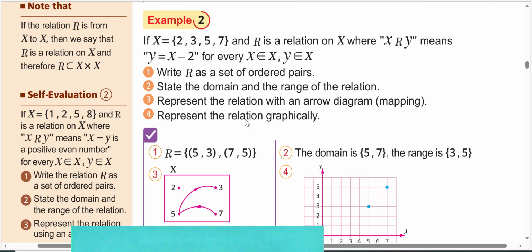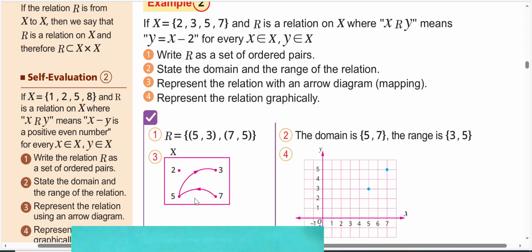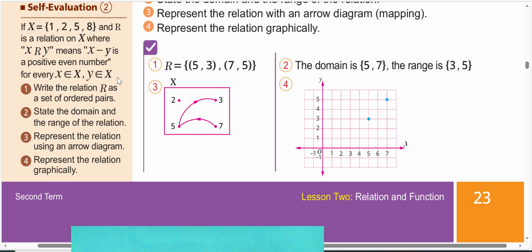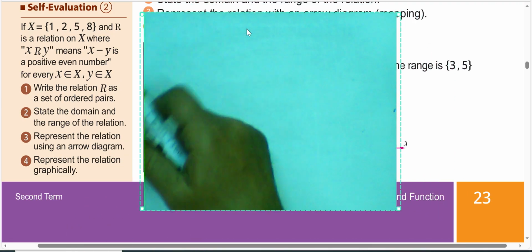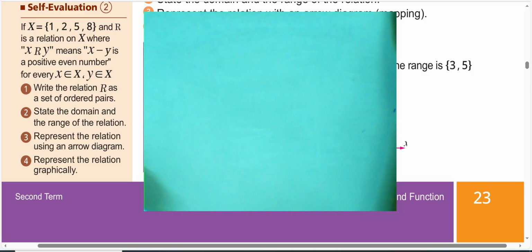Self-evaluation number 2. Look at this example number 2. Give me the relation by x and y, where x and y belong to x, x equal to y, y equal to minus x minus 2. Okay, I will solve the self-evaluation here, number 2. He gave me x and y, and gave me the relation here.